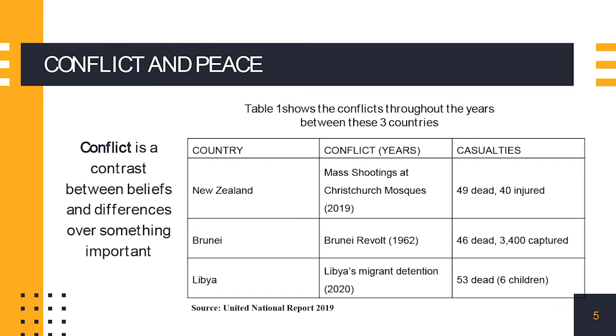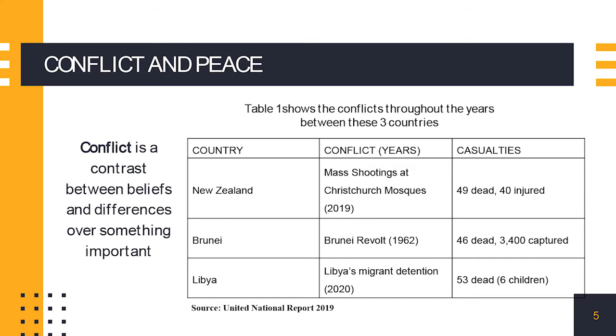Moving on, in Brunei, they haven't had a major conflict for a long time. The only major conflict that occurred in Brunei is the Brunei Revolt in 1962. This is the only conflict that happened in Brunei. This conflict caused a casualty of 46 people killed and 3,400 captured. The reason Brunei doesn't have any major conflict is because they have a stable economy and stable politics.